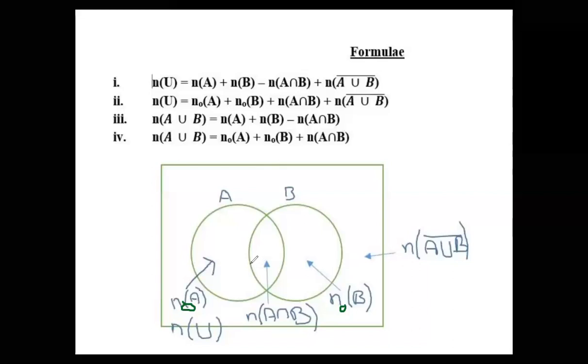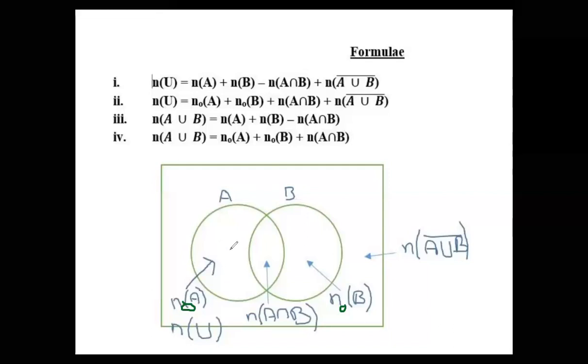So these three, four parts include n(U). So n(A) plus n(B), the intersection is repeated two times, so we subtract it, and plus n(A union B) whole complement. So this is the formula. Next, if only is given, then what will be the formula?